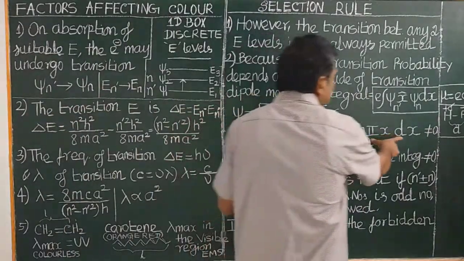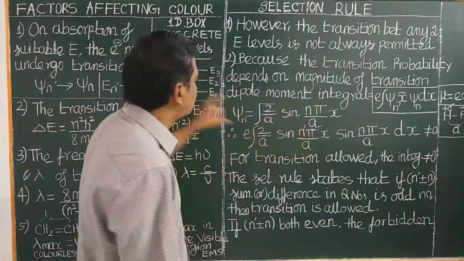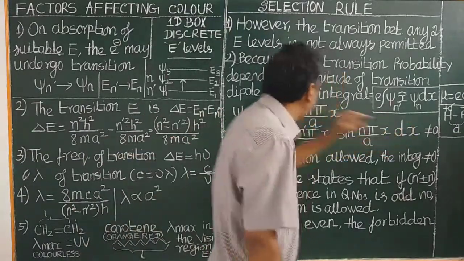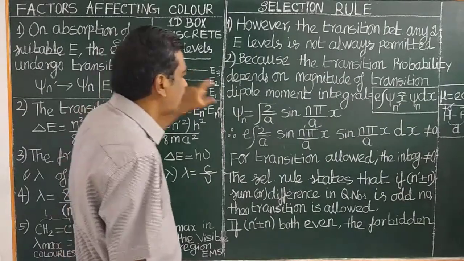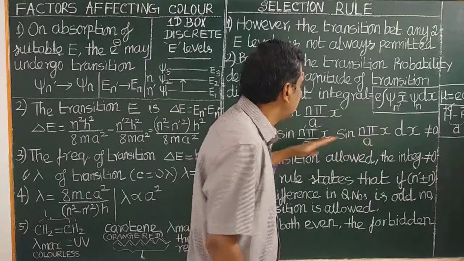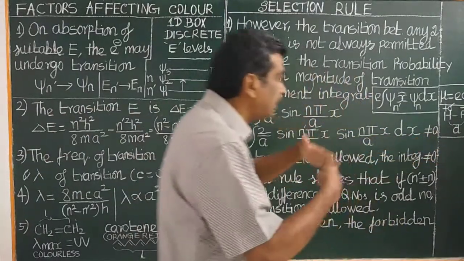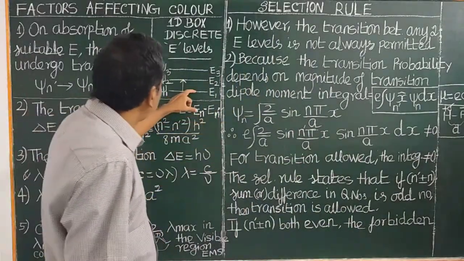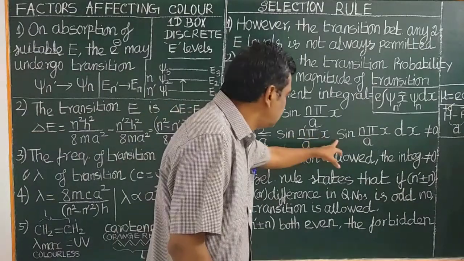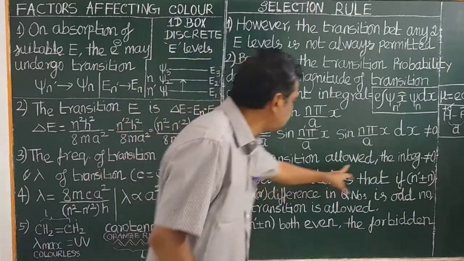How is the integral evaluated? For example, you put 1 for n prime and 2 for n here, and you evaluate the integral. It is not equal to 0, therefore the transition is allowed. Suppose you put 1 and 3 here, on evaluating, this integral becomes 0, the integral vanishes, therefore 1 to 3 is not at all allowed, it is not permitted. This is evaluated mathematically. Therefore, the following selection rule.